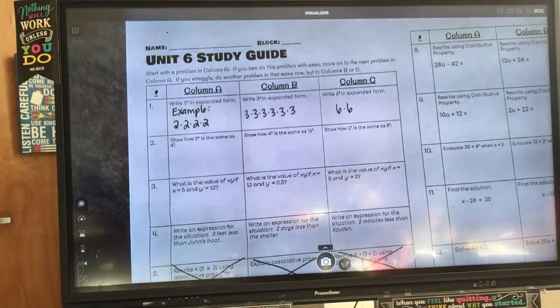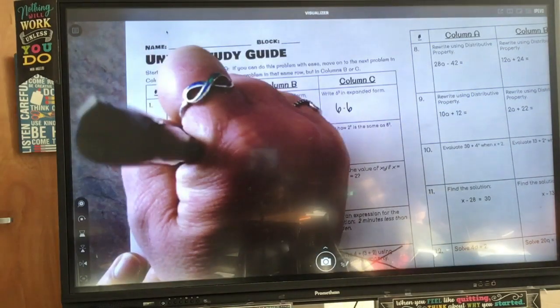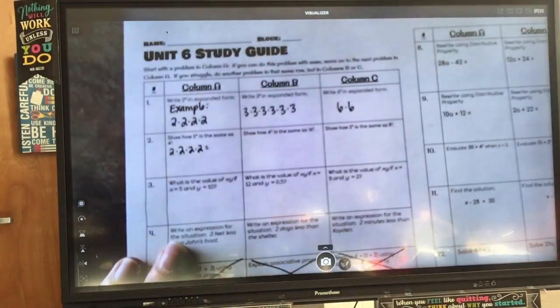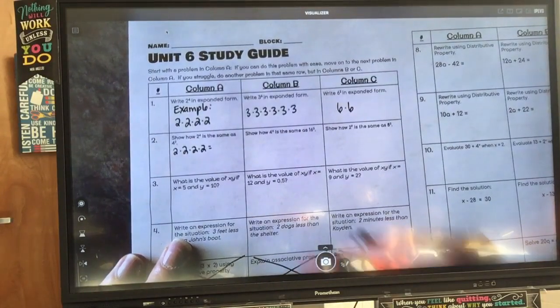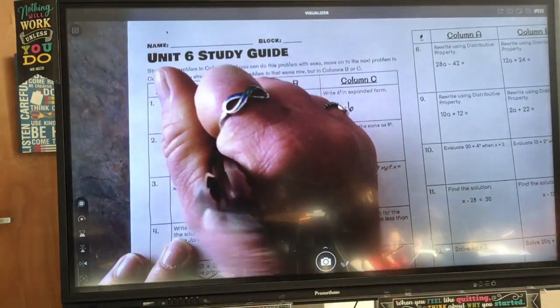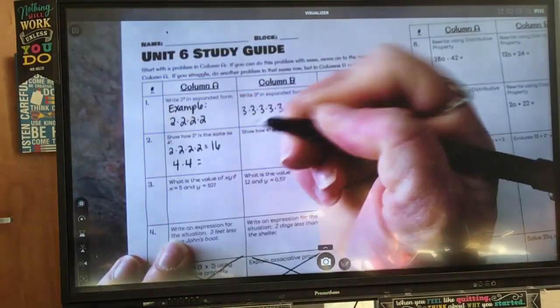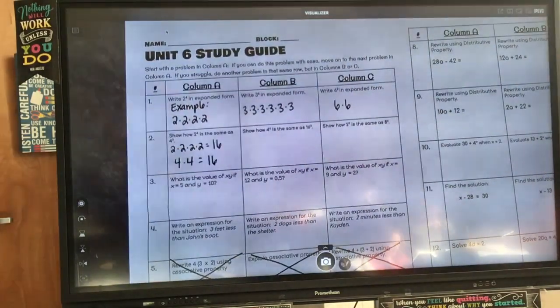So what do you do here with this one? Right. So you would do 2 times 2 times 2 times 2. So 2 times 2 is what? 4. 4 times 2 is what? 8, and 8 times 2 is what? So 2 to the 4th power equals 16, and 4 times 4 equals 16. Alright, so that's essentially how you would show that they are the same.